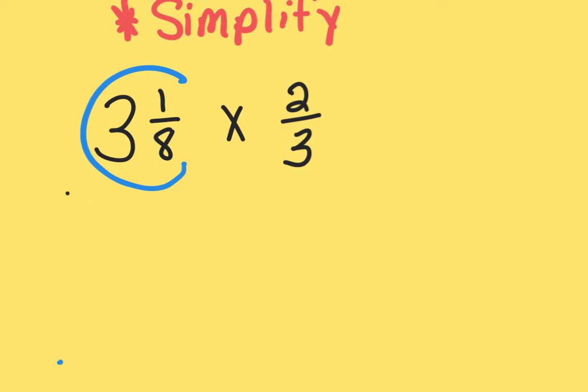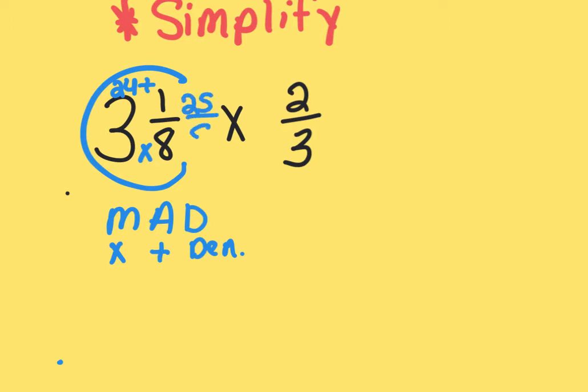In case you forgot, remember mixed numbers make me mad because you had to multiply, then you had to add, and then you had to write it all over your denominator. So 8 times 3 is 24. 24 plus 1 is 25 over 8. So my new problem becomes 25 over 8 times 2/3.